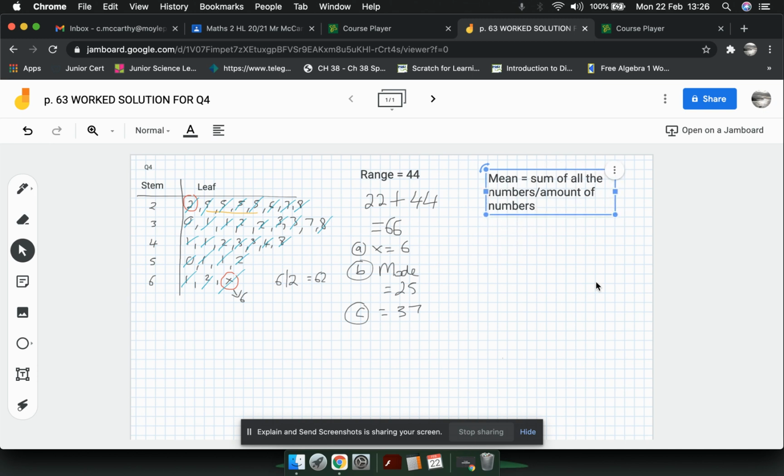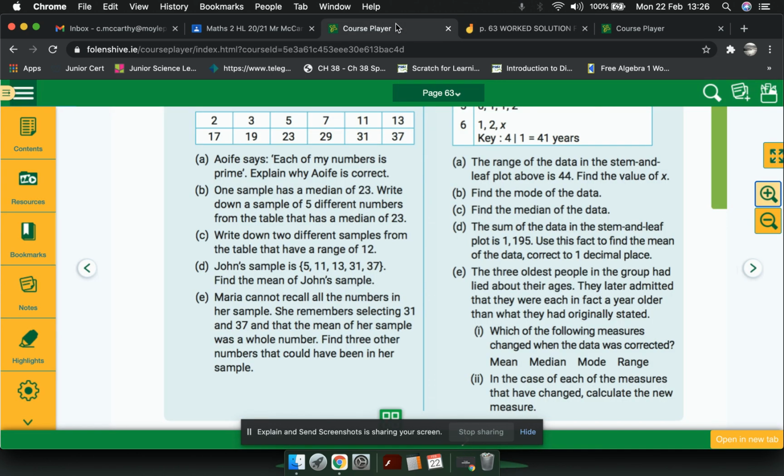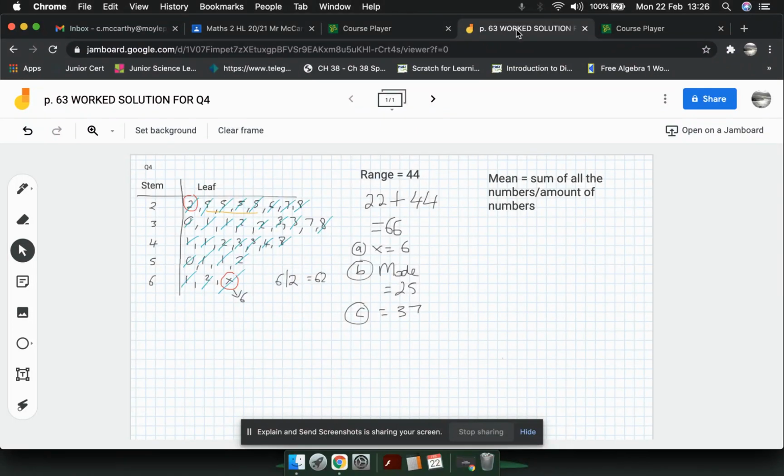That's how we work out the mean. So what I need to do there, they have done us a favor and they have worked out the sum of the numbers, and that number was 1,195. Okay, so 1,195. We're going to divide that by the amount of numbers.